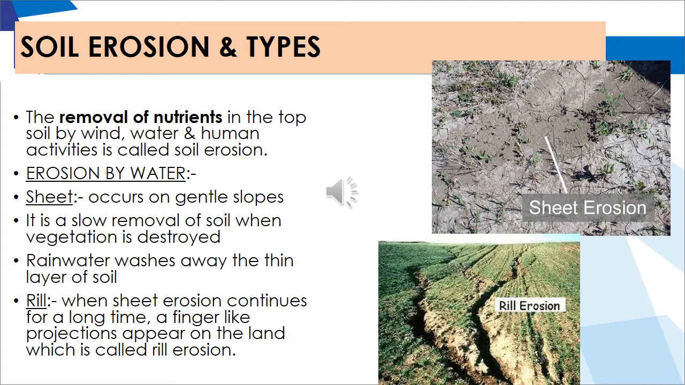The removal of nutrients in the top layer of soil by wind, water and human activities is called soil erosion. It is very important, children, to mention the removal of nutrients. That is why it has been highlighted in the PPT. Please pay specific attention to this. It is removal of nutrients. So whatever is the fertile layer, when that layer is removed from the soil, it is called soil erosion.